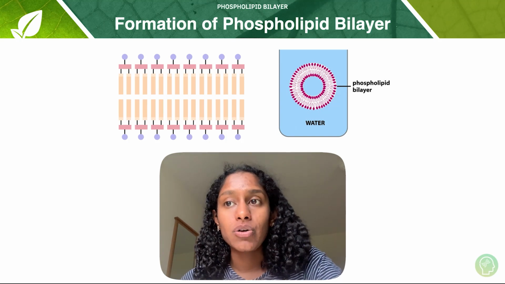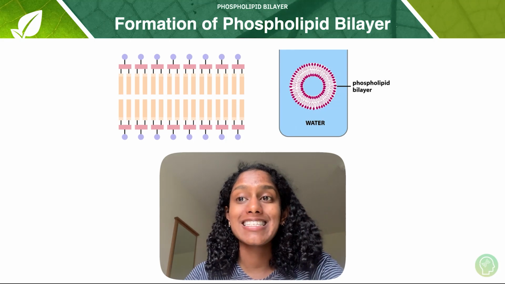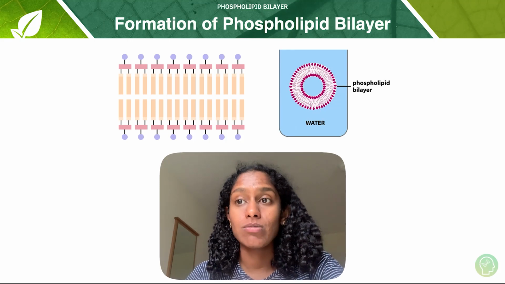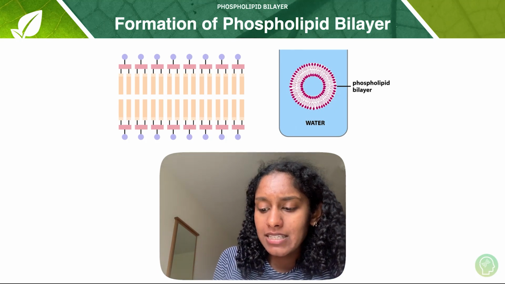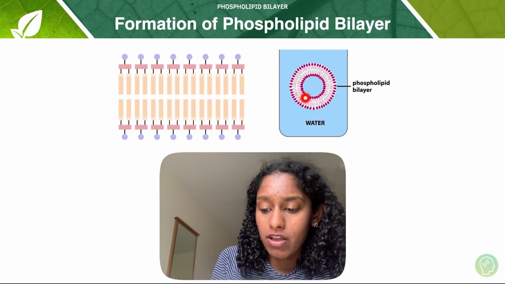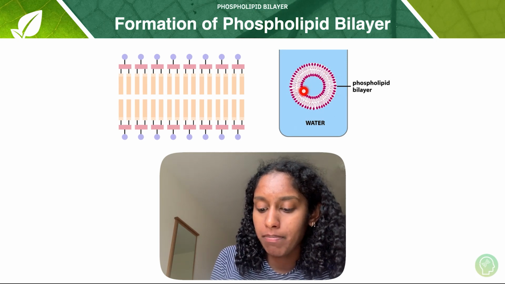In the formation of this phospholipid bilayer in water, a hydrophobic barrier is formed in the centre due to the fatty acid tails pointing inwards. Because these hydrophobic tails are on the inside, it forms this nice hydrophobic barrier.